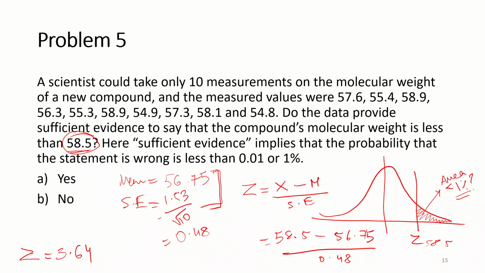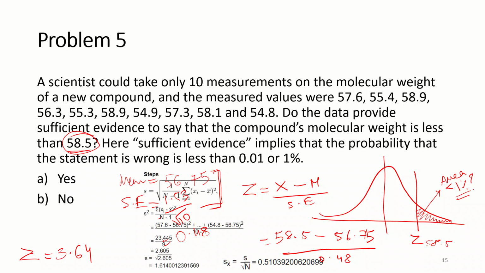Yes, it's less than 1%. Yeah. So basically this area will be less than 1%. That's what tells us it is less than. So sufficiently, the molecular weight of the compound will be less than 58.5. That we are safe to say. That's what the data says. I don't know how it took, that's how I got 5.51. But yeah.